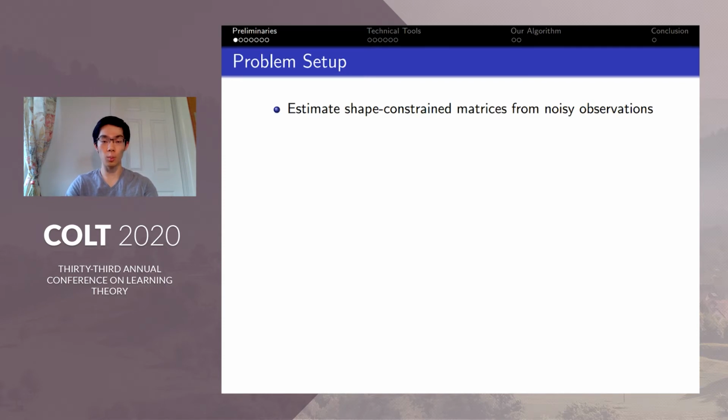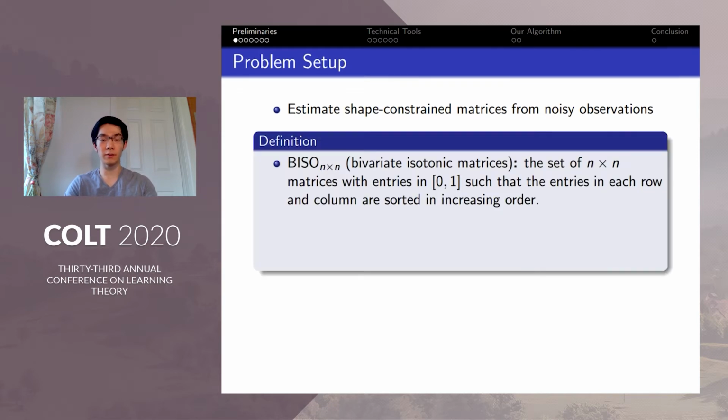The problem is about estimating shape-constrained matrices from noisy observations. More specifically, we'll consider the following classes of matrices. First, define the class of bivariate isotonic matrices as the matrices whose rows and columns are sorted in increasing order and whose entries are in [0, 1].